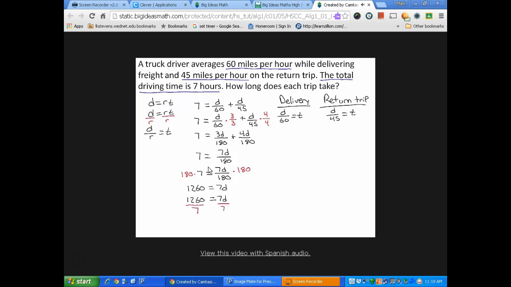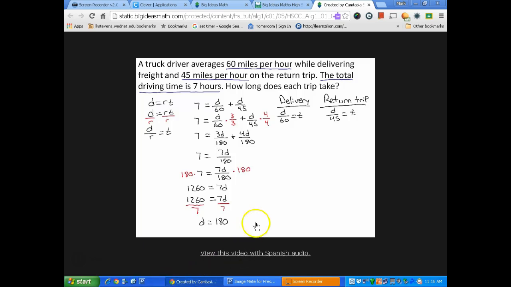Divide each side of the equation by 7 to isolate D. 1,260 divided by 7 equals 7D divided by 7. Because 7D divided by 7 equals D, D equals 180. Okay, now let me pause. D is 180. How does that help us? Well, if our distance is 180, how can we find our delivery time and our return time?